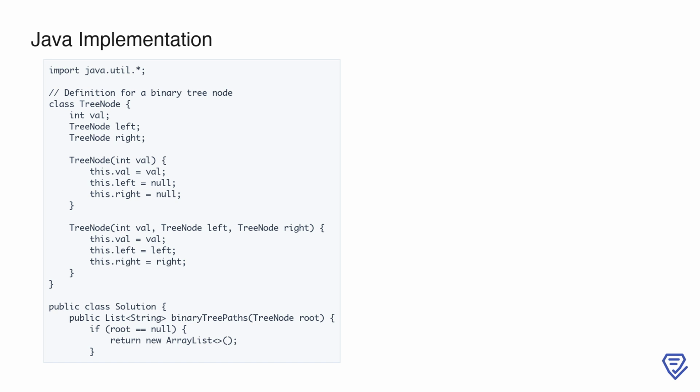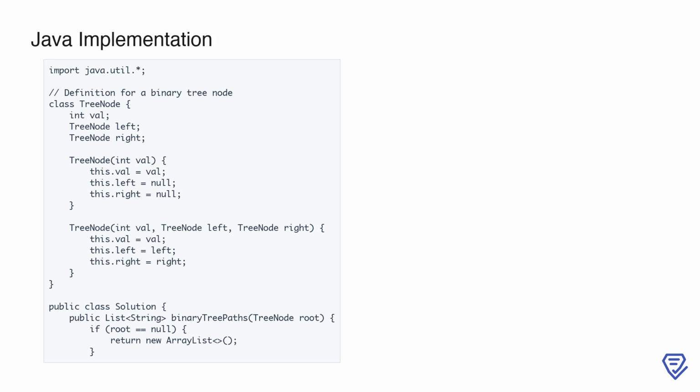Here, we start by importing the necessary utilities and defining the structure of a binary tree node. Each node has an integer value, val, and references to its left and right child nodes. The TreeNode class includes two constructors, one for creating a node with a value and no children, and another for creating a node with a value and specified left and right children.